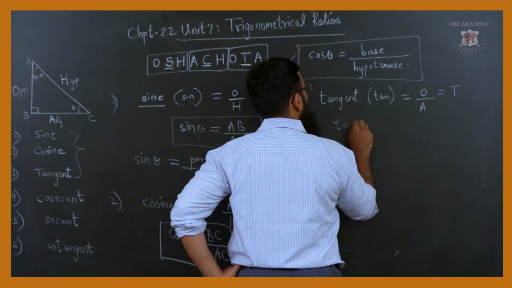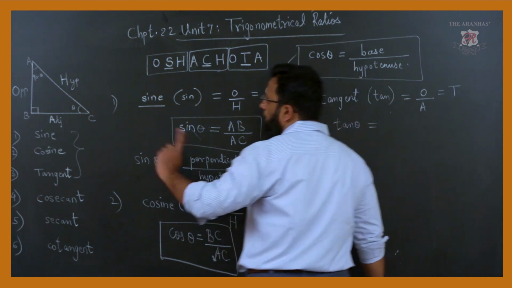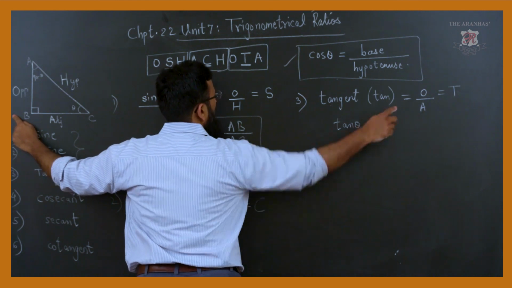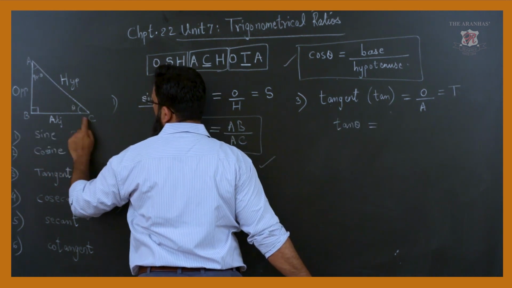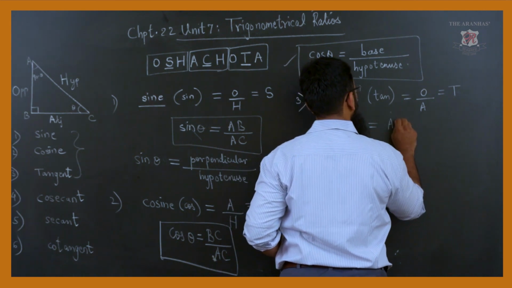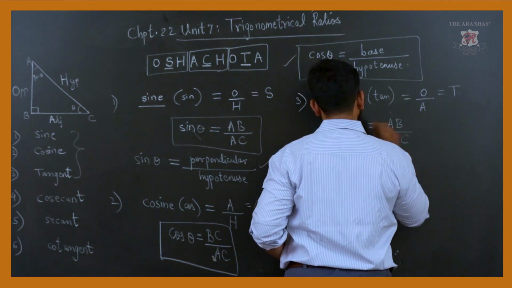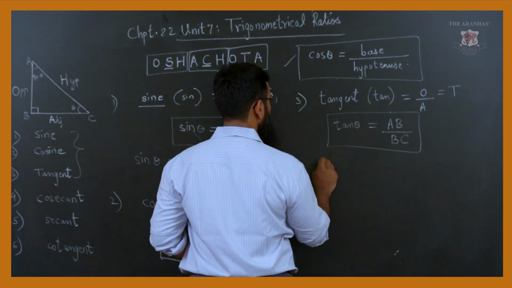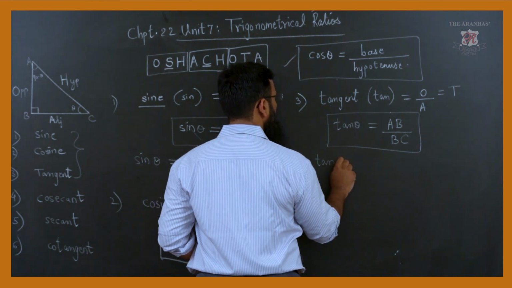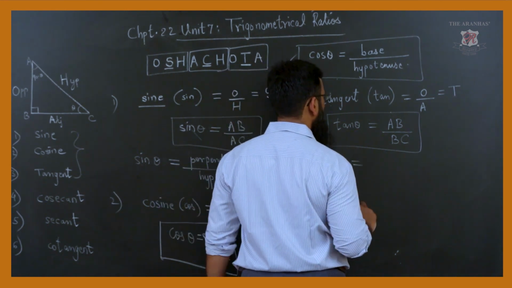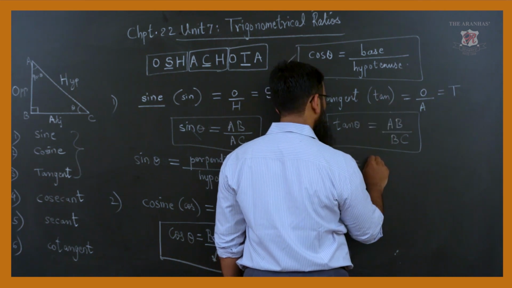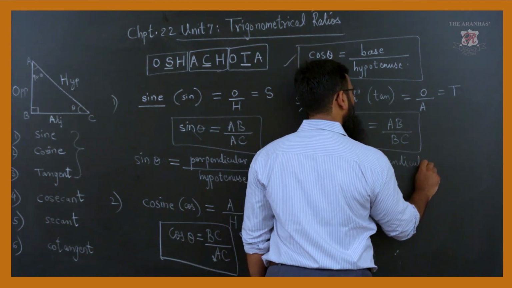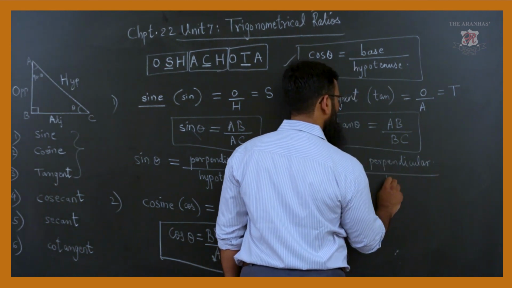For theta, so it will be tan theta is equal to, now what is the opposite side or perpendicular over here? It is AB. And what is the adjacent side to angle theta over here? BC. So, it will be AB upon BC, and if anybody wants to write it in the definition form, we can say tangent to the angle theta is defined as ratio of perpendicular to the base.